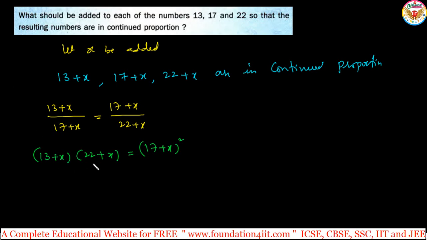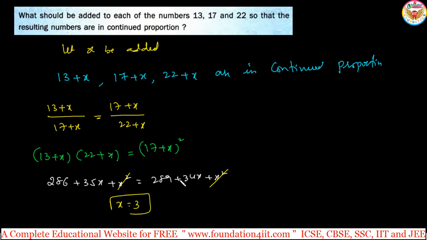And here in the LHS, you can simplify first term into both, second term into both. Then you get 286 + 35x + x². Using the (a + b) whole square formula, the RHS is 289 + 34x + x². Cancel this x² on both sides. Take x terms to one side and simplify, you get x = 3. Right, 34x take to the left side, 286 to the right side. So the x value is 3.